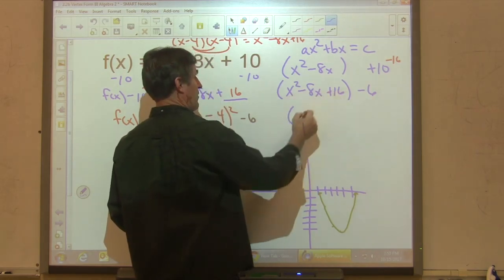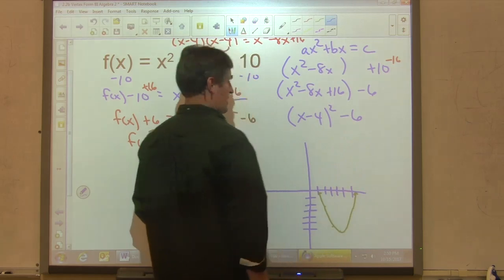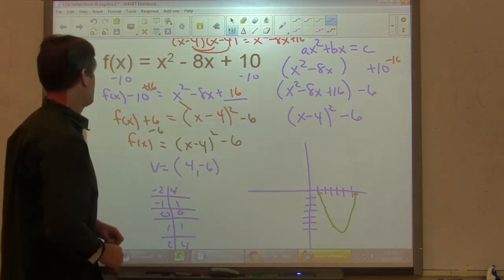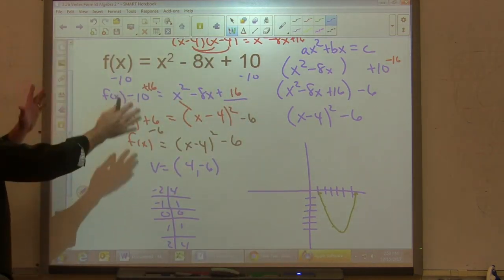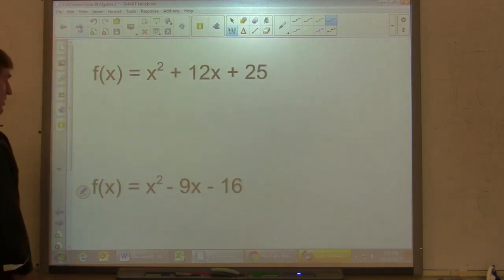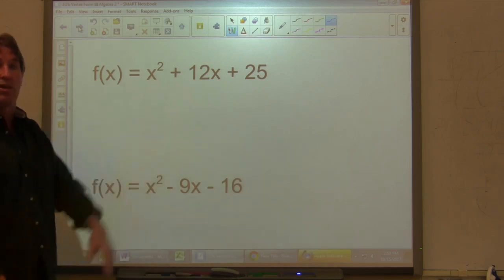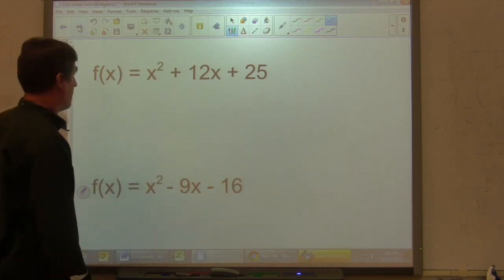And then we've got a perfect square, so x minus 4 squared minus 6. And again, our vertex is (4, -6). So that's 2 ways to do that. I don't care which way you do it. So let's try a couple others and see how we do. And I'll show you both ways on this, and you can decide which way you would rather do.